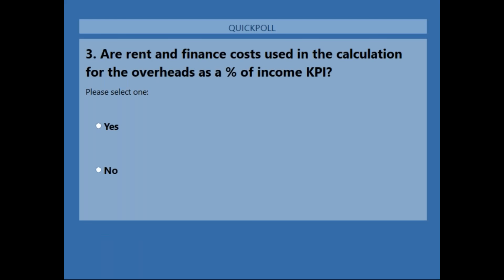Right. Question 3. Are rent and finance costs used in the calculation for the overheads as a percentage of income KPI? Yes or no? So do we include rent and finance in calculating that overheads as a percentage of income KPI?